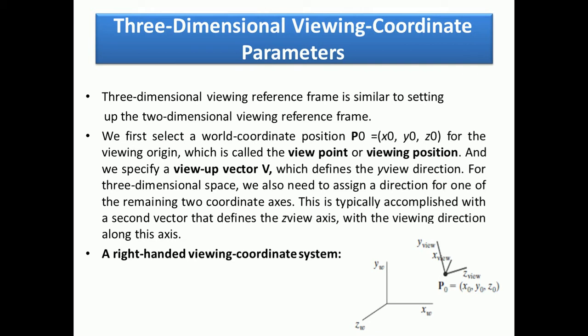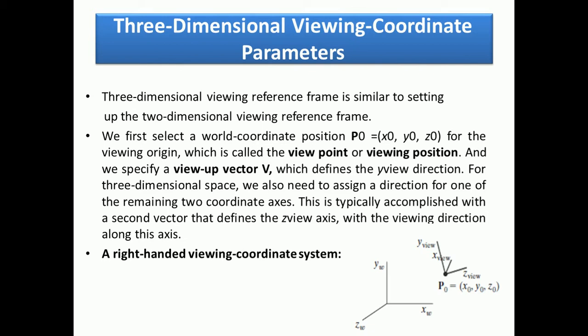As you know, establishing a three-dimensional viewing reference frame is very similar to setting up the two-dimensional viewing reference frame. Here, first we have to select a world coordinate position, say P0, equal to x0, y0, z0, for the viewing origin, which is called the viewpoint or viewing position, that is P0. And we specify a view up vector V. V means view up vector, which defines the y view direction.